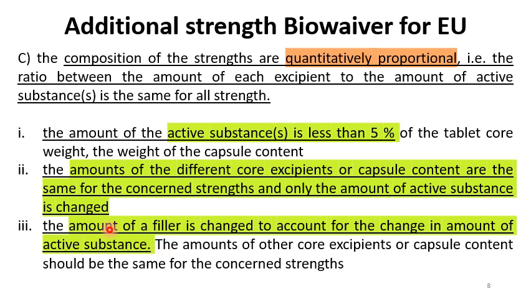The third criterion is that the amount of the filler is changed to account for the change in the amount of the active substance. The amount of other core excipients or capsule content should be the same for the concerned strengths. These three criteria are there for the compositional similarity, and that compositional similarity is quantitative in nature, because once you have the qualitative composition similarity and manufacturing process similarity, then this criteria is applicable.